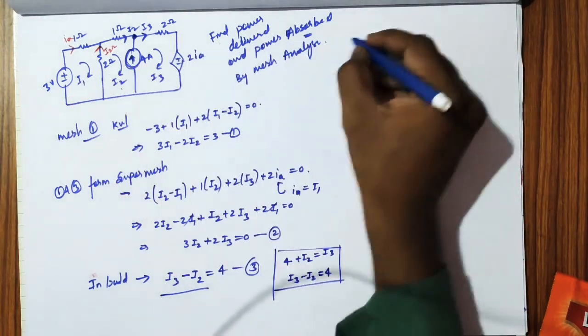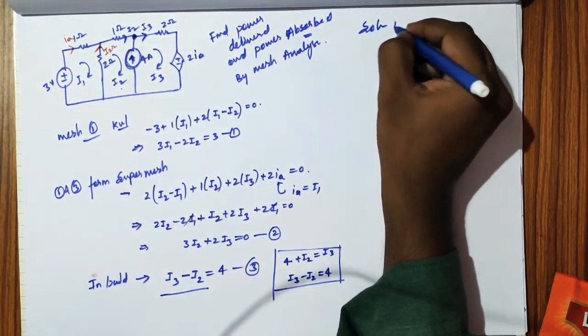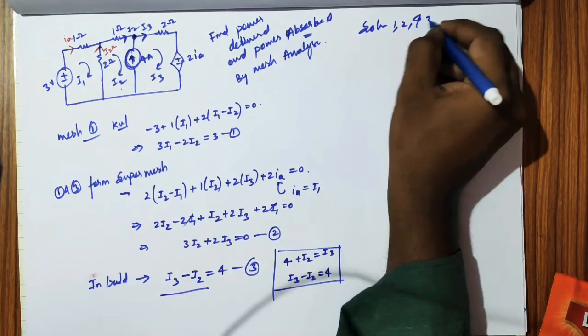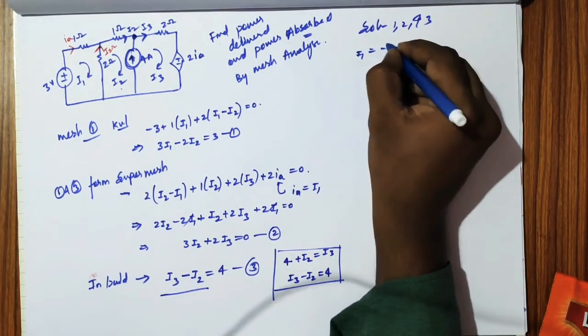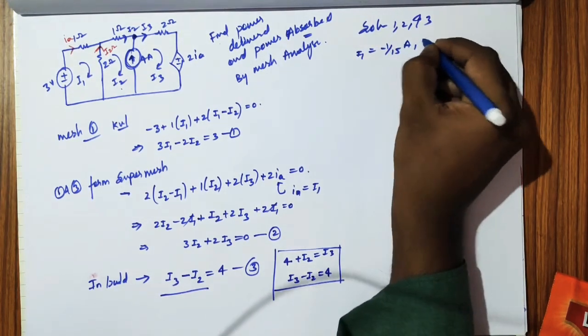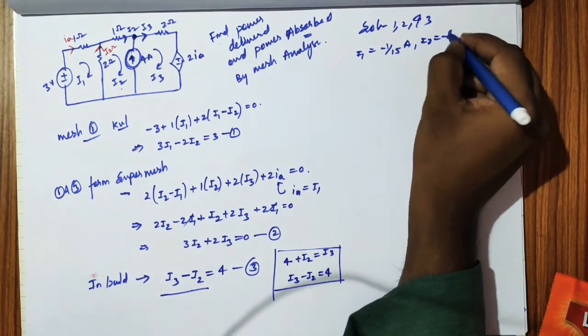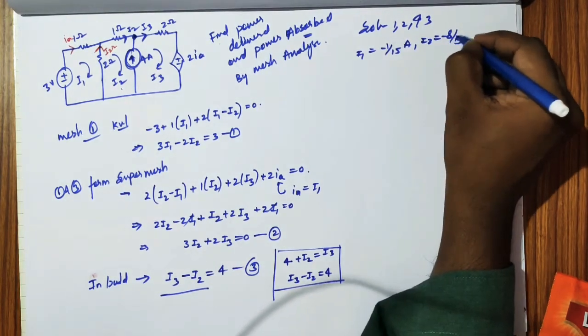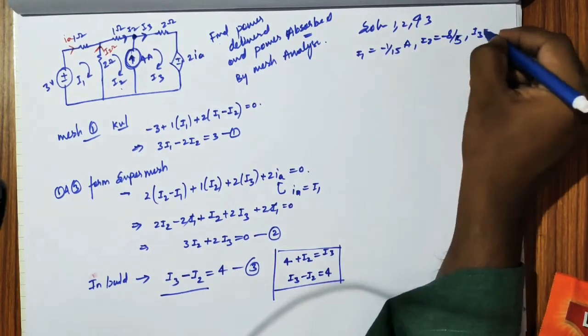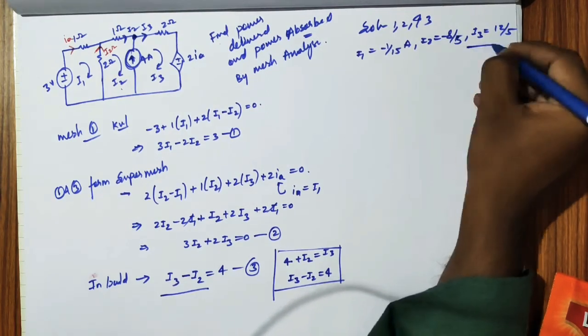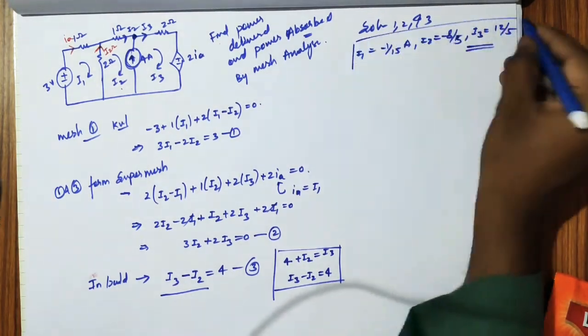We have 3 meshes. Solving equations 1, 2 and 3, you get I1 equal to minus 1.15 amps, I2 equal to minus 8 by 5, and I3 equal to 12 by 5. So these are the currents we got.